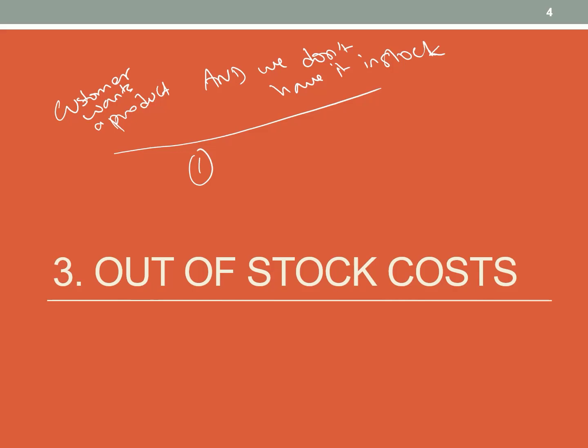First possible outcome is the customer leaves. So the customer says, okay, I'll buy it from somewhere else, or I'll just not buy it because you don't have it in stock. I'm not going to wait for you to get more stock. We lose the sale. This is called a lost sale. So we could have sold something if we had it in stock, but because we were out of stock, we lost a sale.